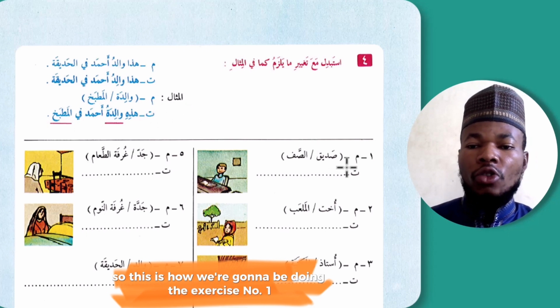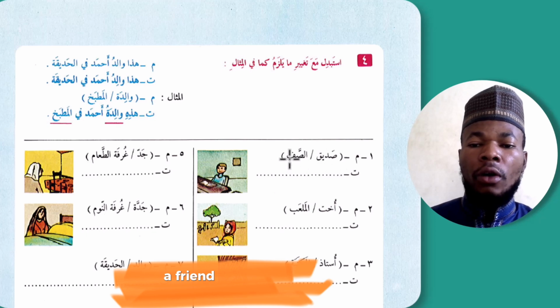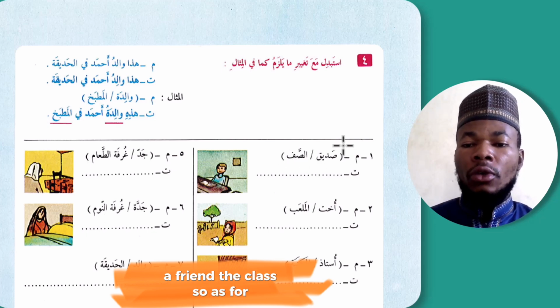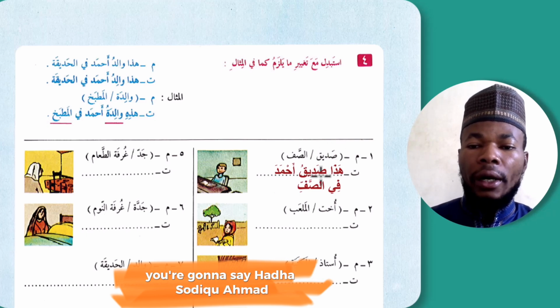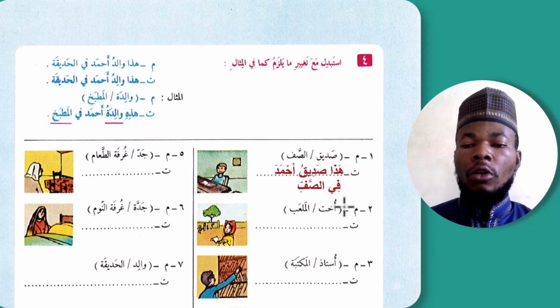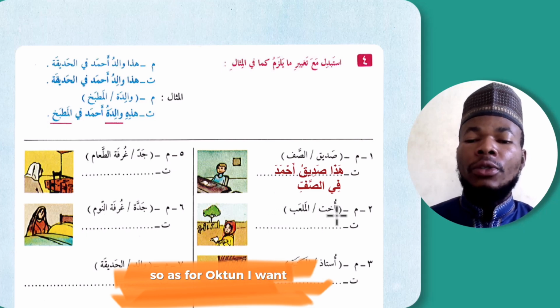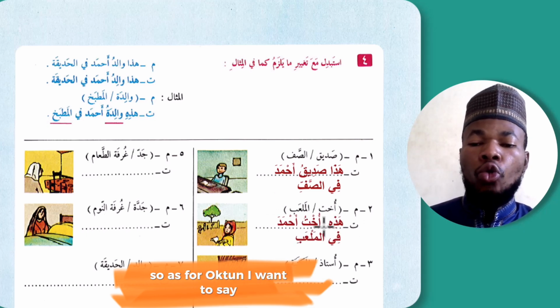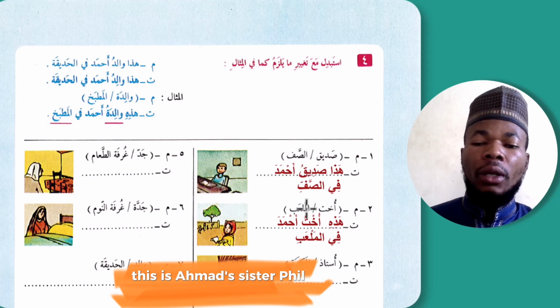Number one, we have sadiqun and as-saf. Sadiqun, a friend, as-saf, the class. So as for sadiqun, you're going to say hada sadiqu Ahmada. This is Ahmad's friend, fi saffi, in the class. Number two, we have ukhtun and al-mal'ab. So as for ukhtun, we are going to say hadihi ukhtu Ahmada. This is Ahmad's sister, fil mal'abi, in the field.